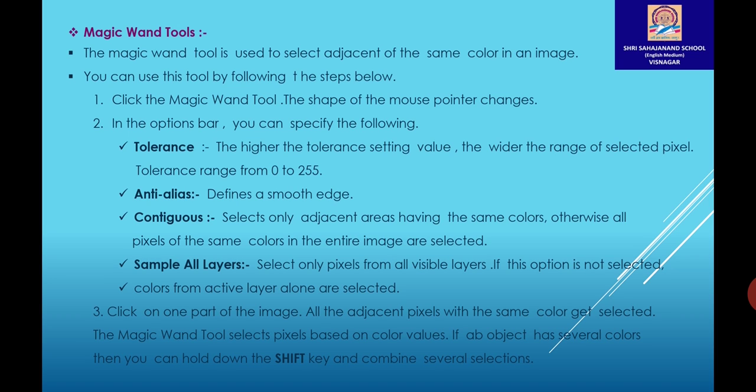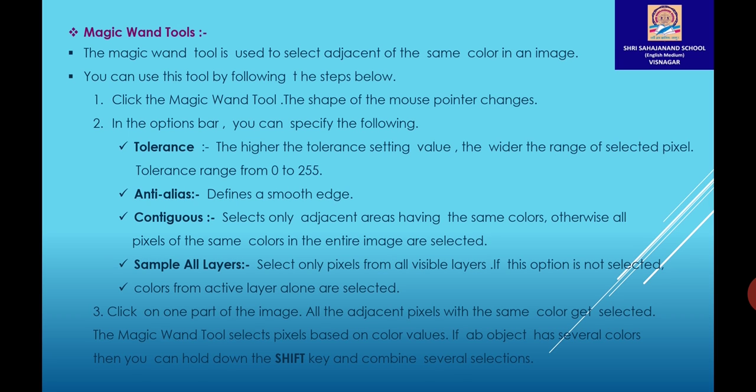Now the second one is anti-alias. It defines smooth edges. This option is used to define smooth edges of the image. Now the third one is contiguous. It selects only an adjacent area having the same color. Otherwise, all the pixels of the same color in the entire image are selected.